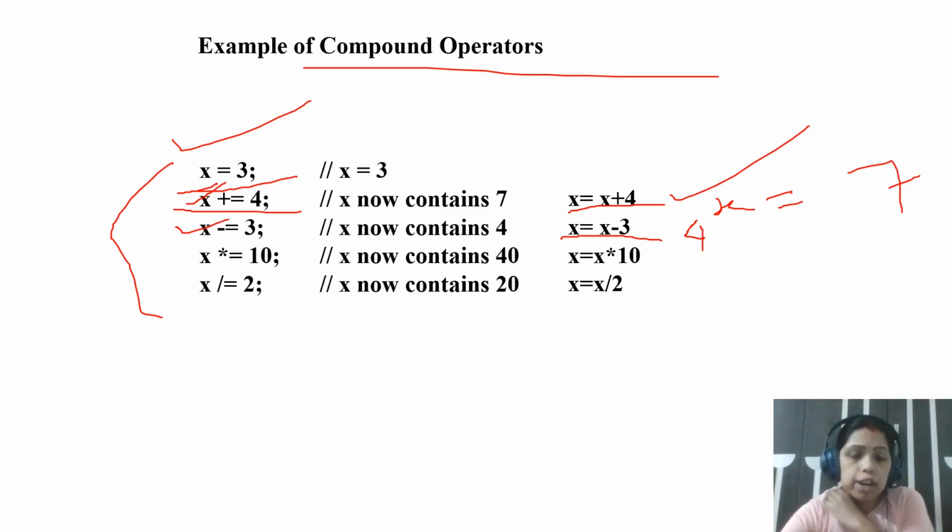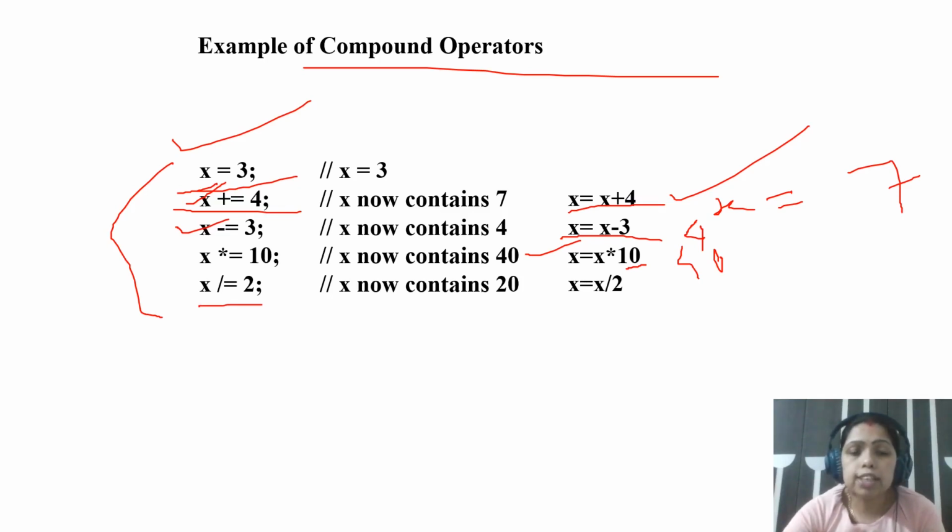Then again you can write x asterisk equal to. If you multiply x with some value, and you want to store the result in the same x variable, you can write it this way. You declare one variable x, and you want to multiply this x with some constant number and store the result in the same variable. Instead of writing the long form, you can write x asterisk equal to 10. Before that x was 4, so 4 into 10 will be 40.